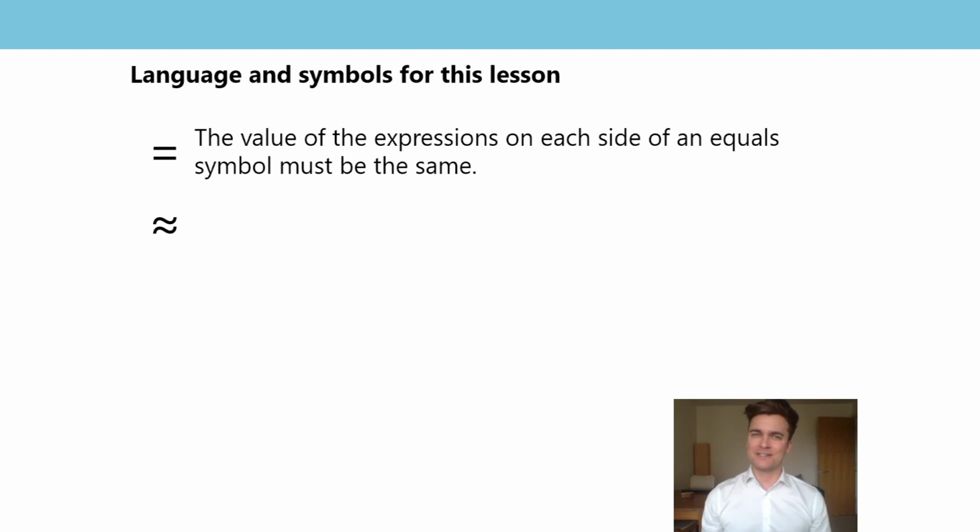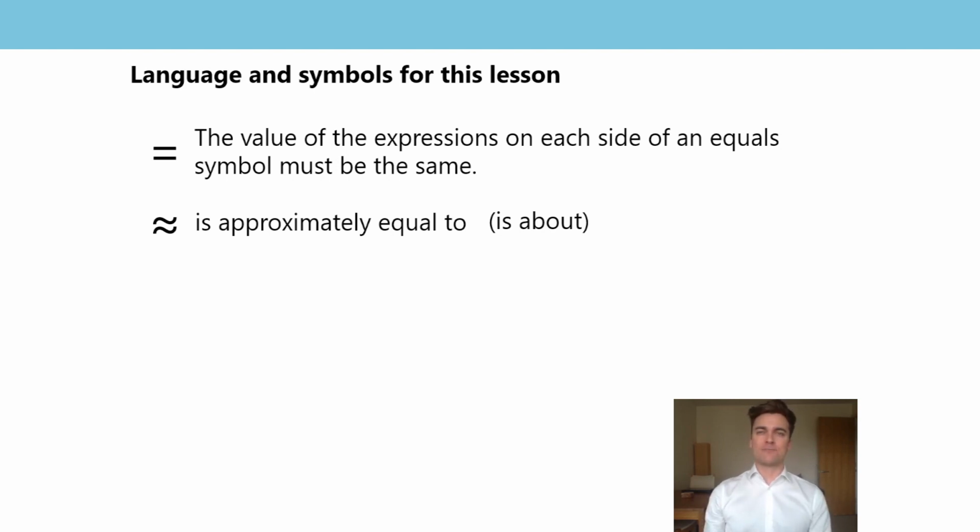If you don't know what it means, take a look at it. Notice it's similar to the equal symbol. It's about the same as the equal symbol, but not quite. This symbol is the approximately equal to symbol, and that's a lot to say. And if we're writing the words down, it's a lot to write down. So we can also think about it as is about. We're going to use this symbol today to compare expressions that are about the same, approximately equal.